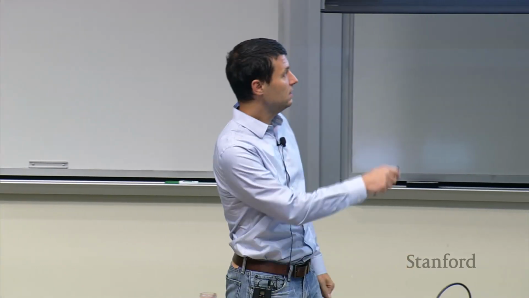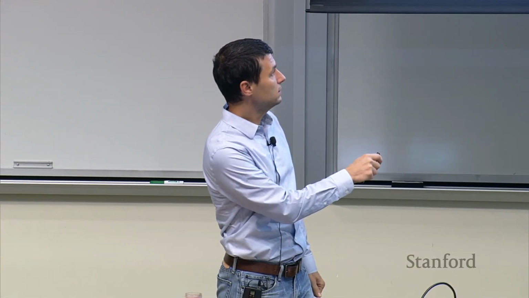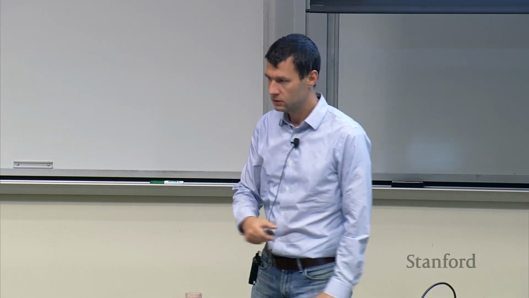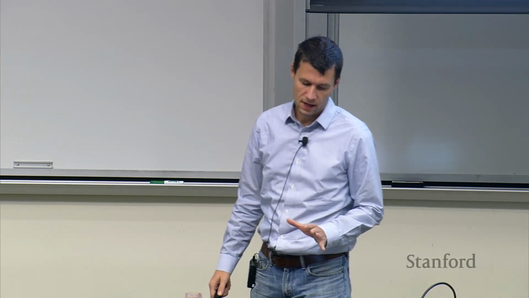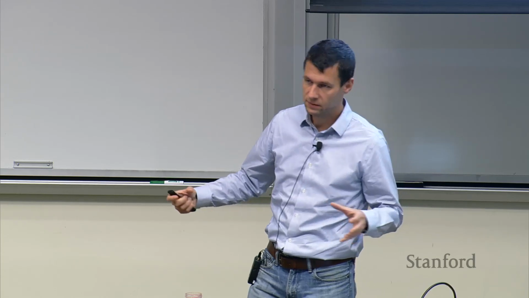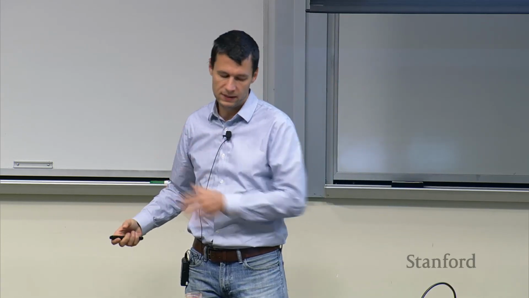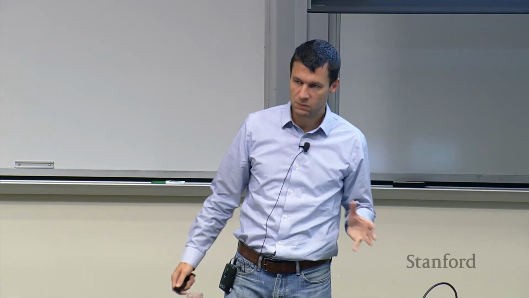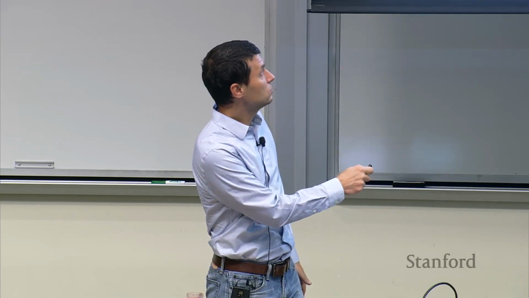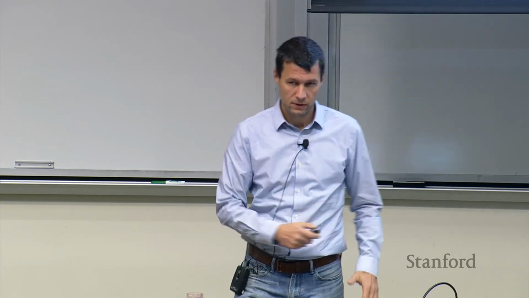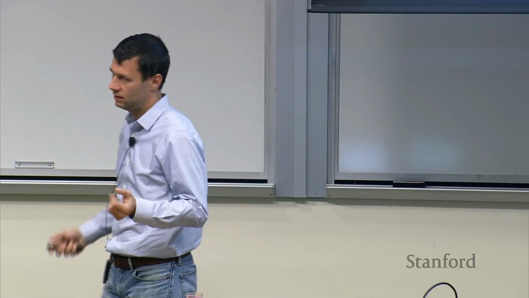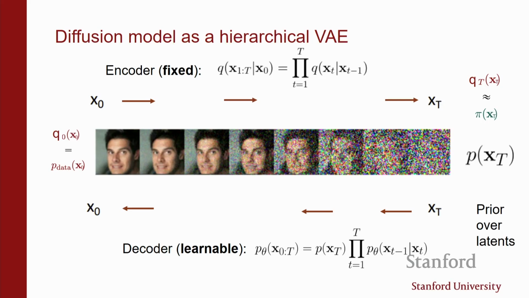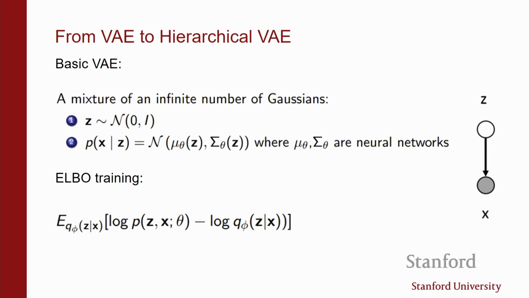So just like in a VAE, there is an encoder and a decoder. It has the flavor of a VAE, except that there is a sequence of latent variables that are indexed by time, and they have this specific structure where the encoder is actually fixed. There is nothing learned about the encoder. The encoder is just adding noise to the data. So it's like a VAE where the encoder is fixed. A very special kind of structure. So recall that the vanilla VAE would look something like this.